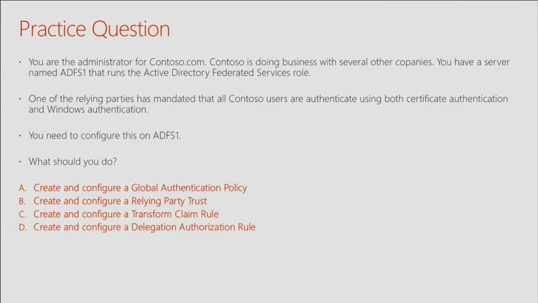And lastly, practice question. This is the last practice question. You are the administrator for Contoso.com. Contoso is doing business with several other companies. You have a server named ADFS1 that runs the Active Directory Federation Services role. One of the relying parties has mandated that all Contoso users are authenticated using both certificate authentication and Windows authentication. You need to configure this on ADFS1. What should you do? And feel free to just shout it out if you know it.